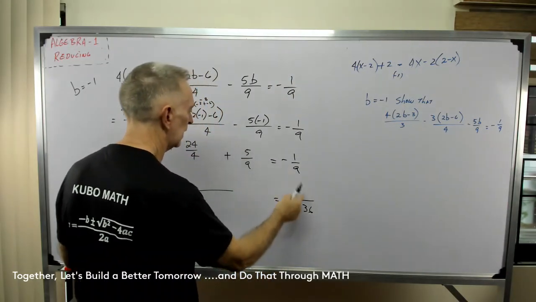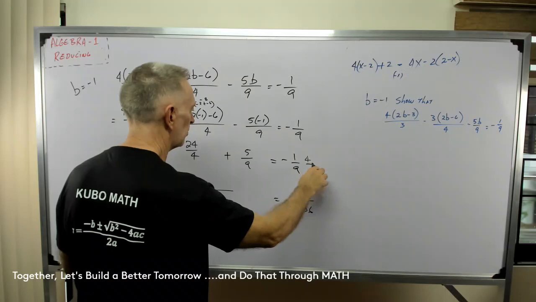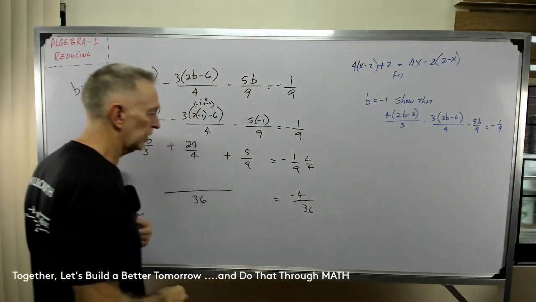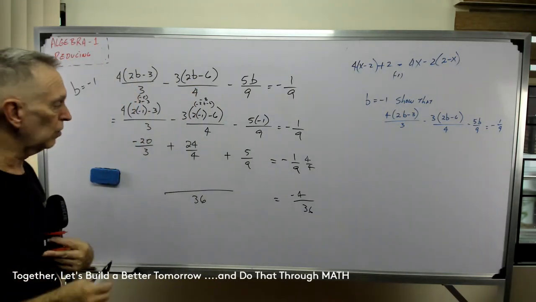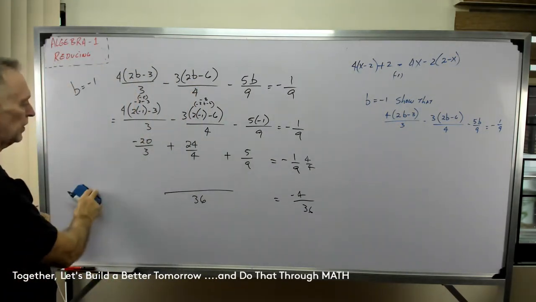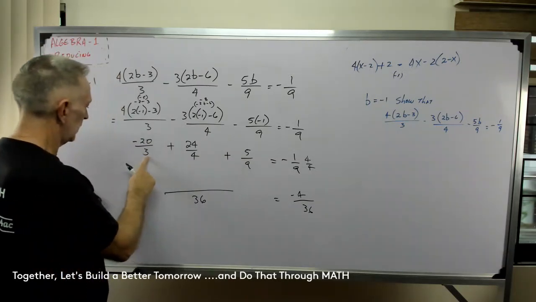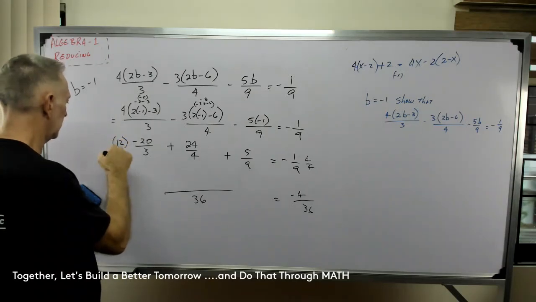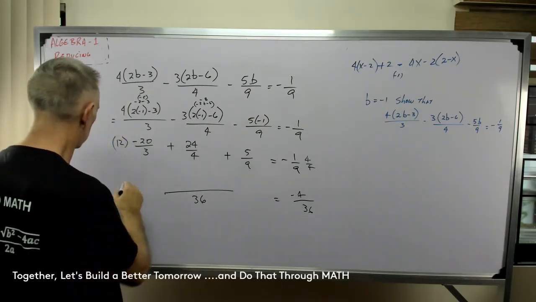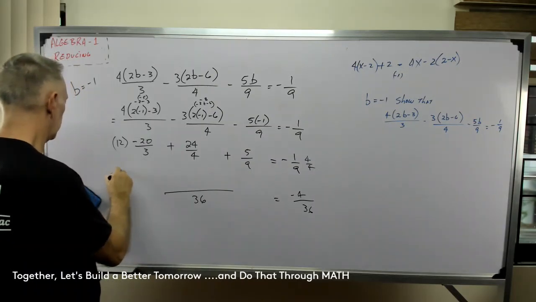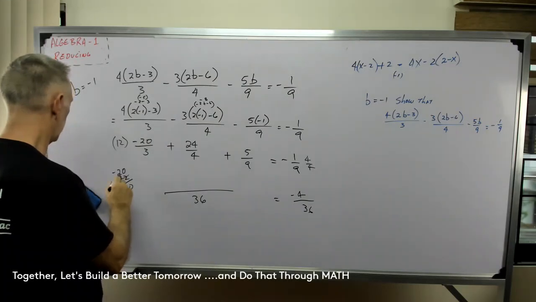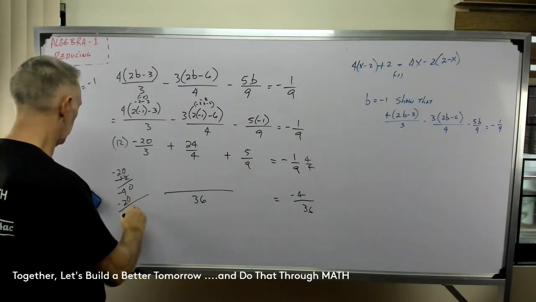36. Okay, 9 will go into 36, so I'd multiply this by 4 over 4. So it becomes negative 4 over 36, which is the same as negative 1 over 9. So let's do the same thing here. Let's see. 3 will go into 36 12 times. 12, 24, 36. So I have negative 20 times 12. 2 times 0, negative 40. 1 times 0, negative 2. Negative 240.